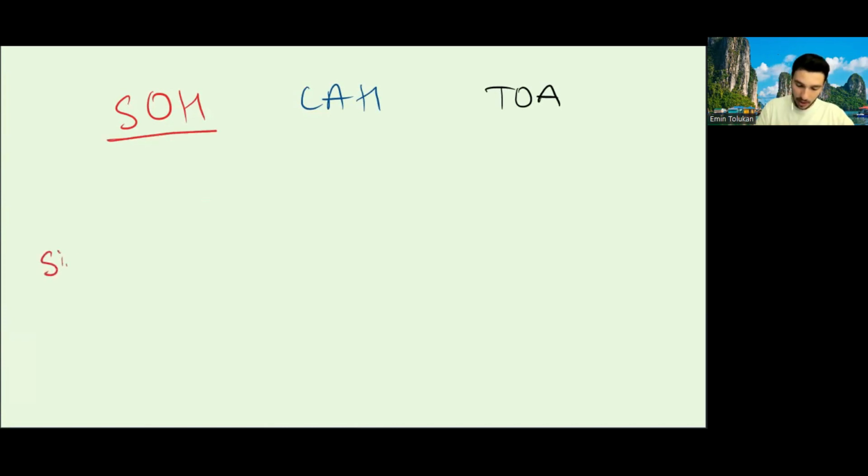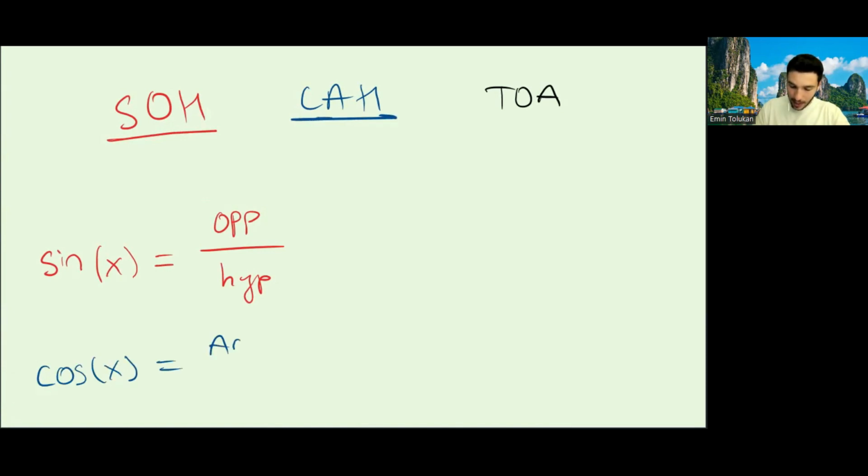SOH tells me that sine of the angle of interest is equal to the opposite side divided by the hypotenuse side, or the length of the opposite side divided by the length of the hypotenuse. CAH, or cosine of x, is equal to the adjacent side divided by the hypotenuse side. I think you understood the deal.